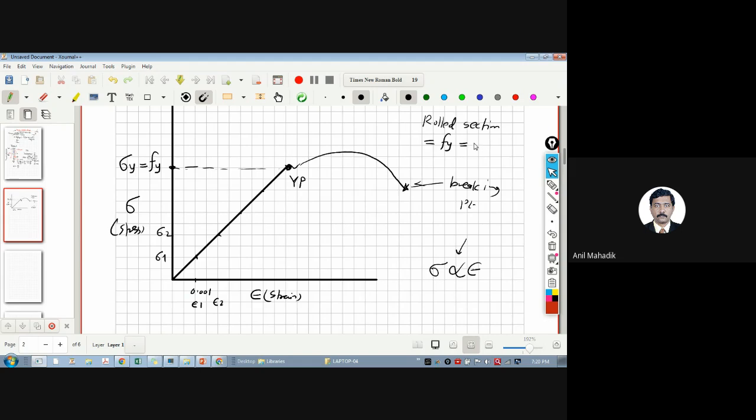पता है क्या किसको? 250. What is the Fy value for high yield strength bars, HYSD bars, that we use in RCC structures? What is Fy value? 415. Yeah, so it may be 415 or it may be 500 nowadays, Newton per mm square.